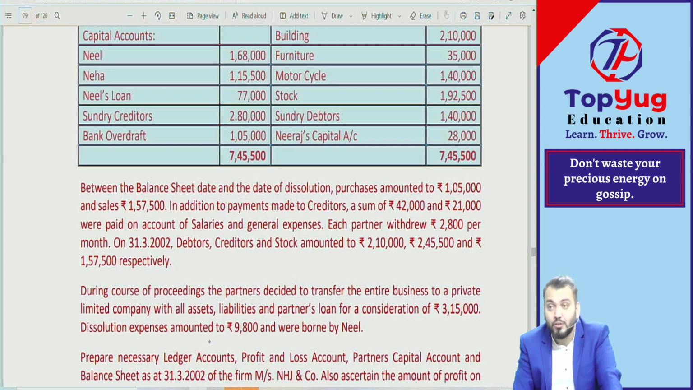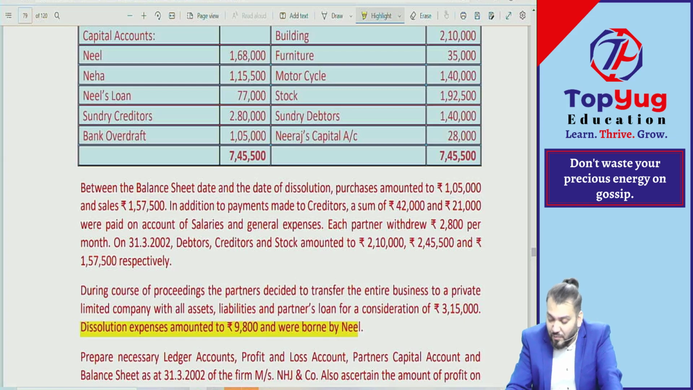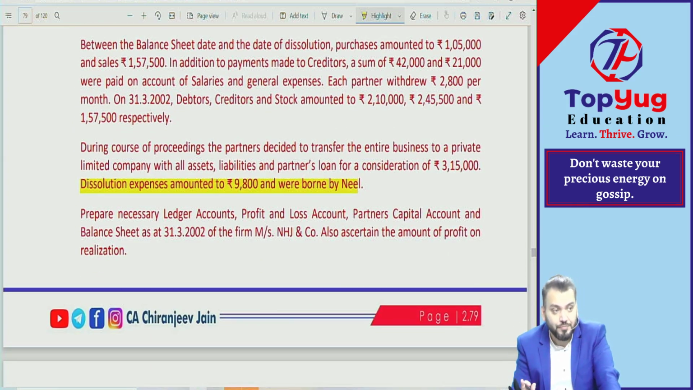Dissolution expenses amounted to rupees 9,800, to be borne by nil. So it is an expense of nil, not of the partnership firm, and therefore no journal entry. Correct? Understood. Prepare necessary ledger accounts, profit and loss account, partners' capital accounts, and balance sheet as on 31st March 2002 of the firm. Also ascertain the amount of profit on realization.